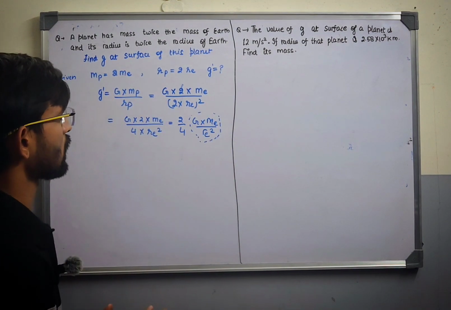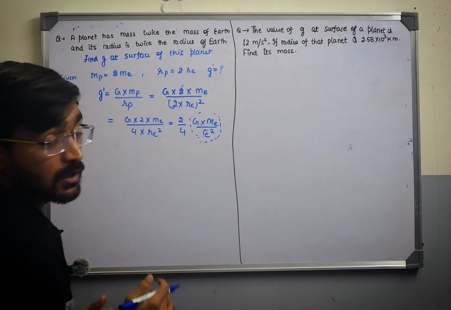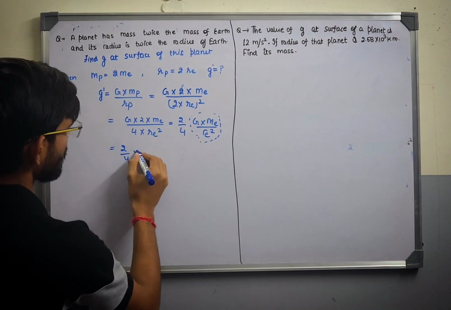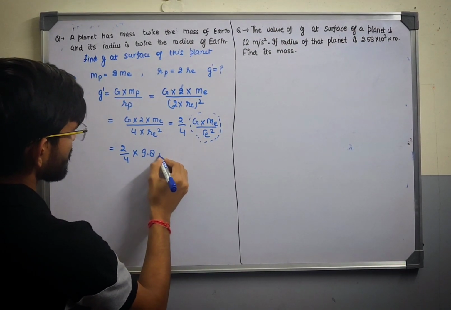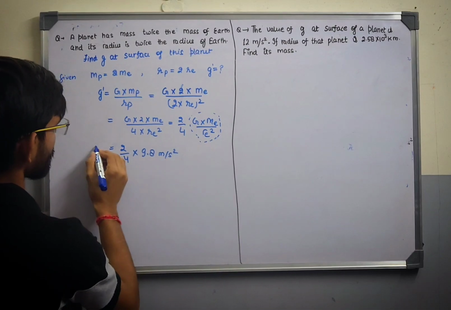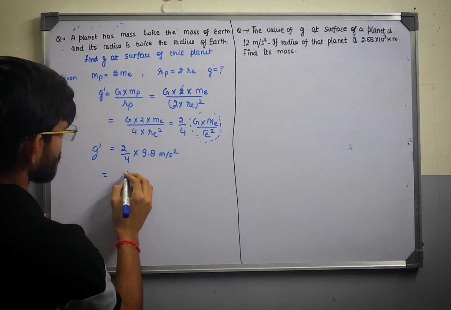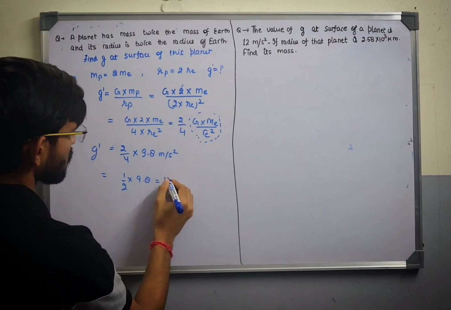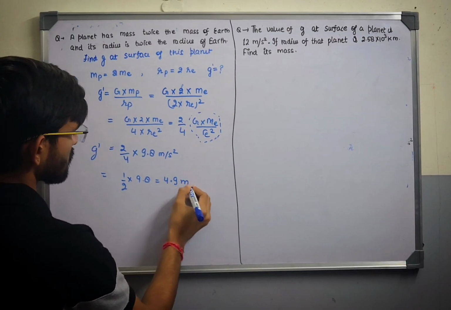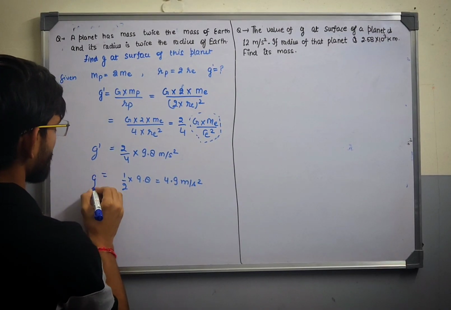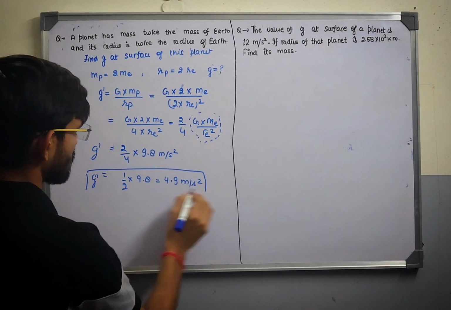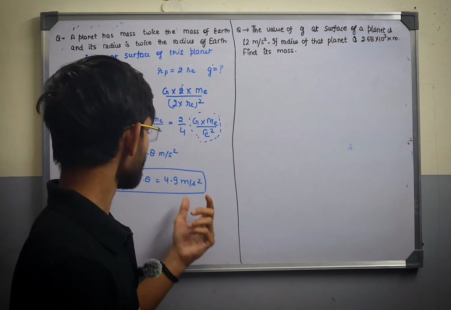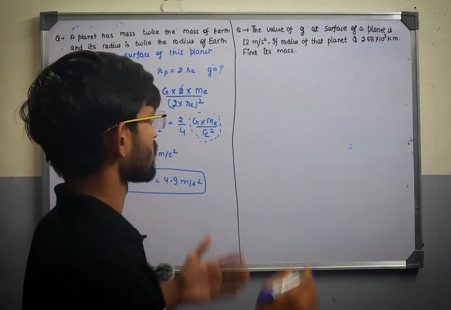This is acceleration due to gravity at the surface of Earth, and this is given by 9.8 meter per second square. So this is 1 upon 2 into 9.8, it becomes 4.9 meter per second square. So acceleration due to gravity at the surface of that planet will be 4.9 meter per second square. Now take this question.